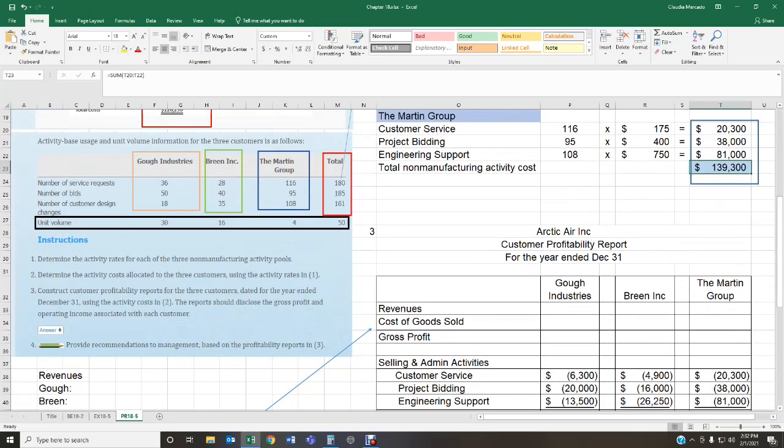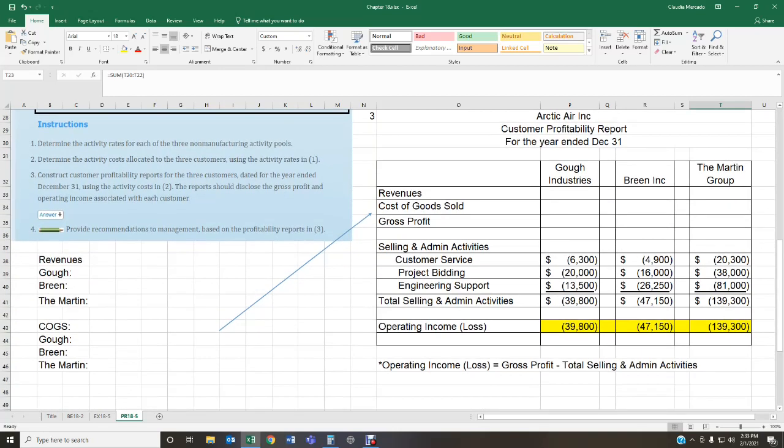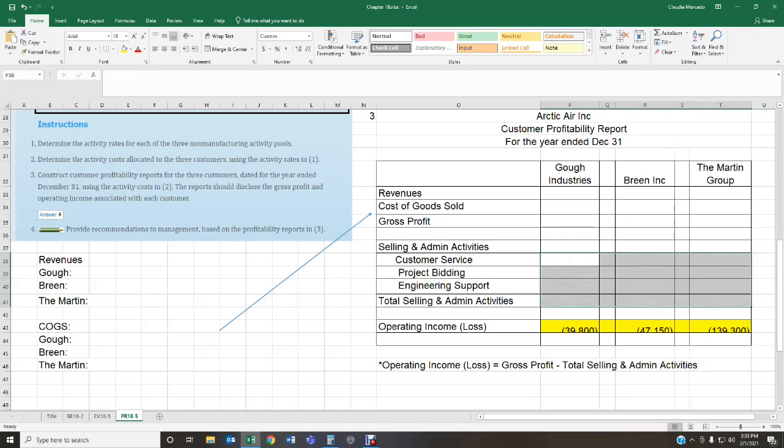Now, requirement 3. They're asking us to construct a customer profitability report for the 3 customers, dated for the year ended December the 31st, using the activity cost in requirement 2. The report should disclose the gross profit and operating income associated with each customer. So I've set it up for us here. I've got the name of the company, Arctic Air. This is a customer profitability report for the year ended December the 31st. I've got my 3 customers, Go, Bryn, and the Martin Group.